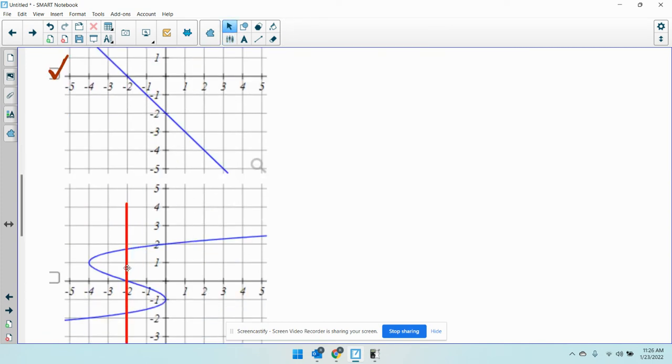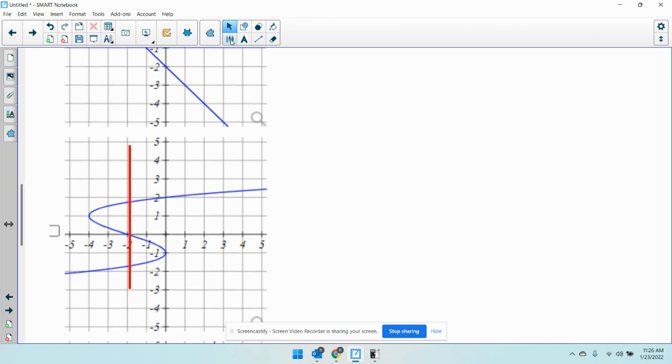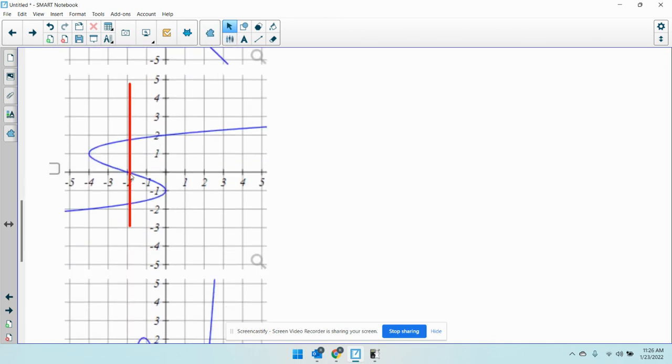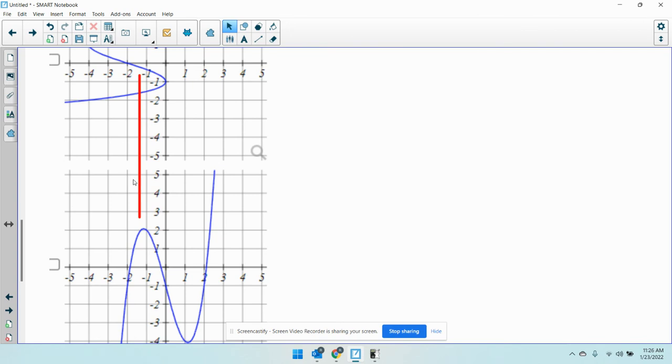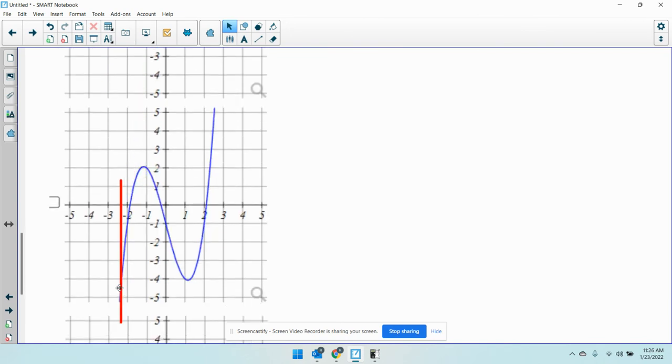And then here, even though it doesn't hit it twice here, sorry about that, my phone is beeping. Even though it doesn't hit it here, if I move it over here, you'll see it hits it 3 times. So it hit it more than once. So this is not a function. This one here, if I drag it along, it looks like it might hit it twice, but it really only hits it once everywhere. So that's actually going to be a function as well.